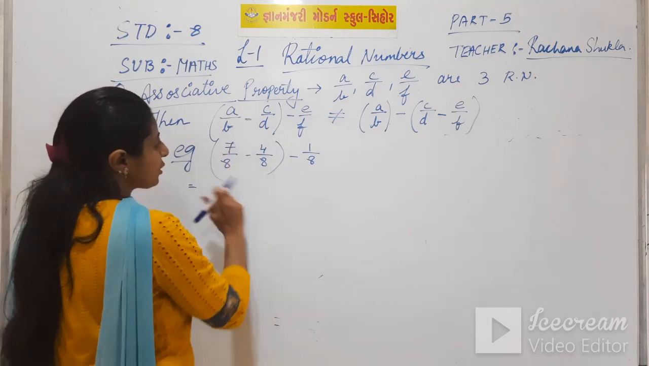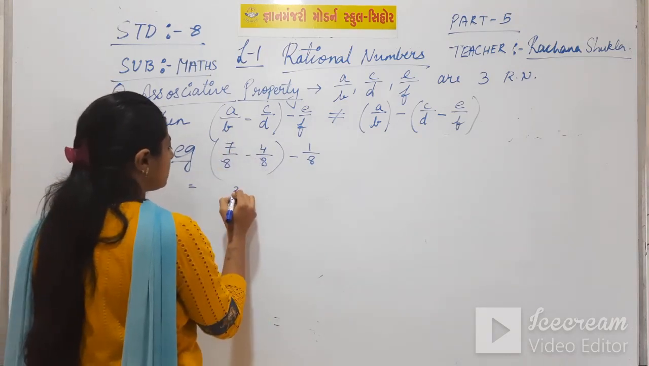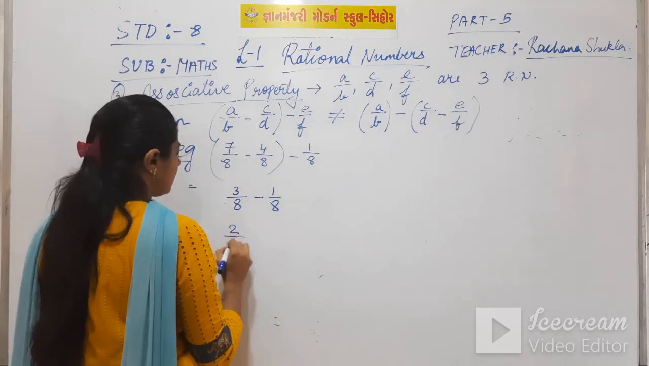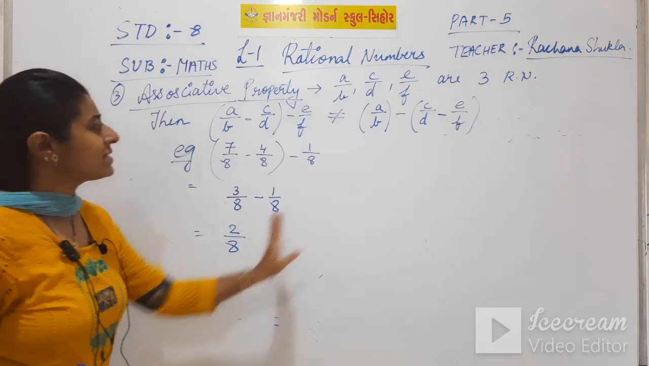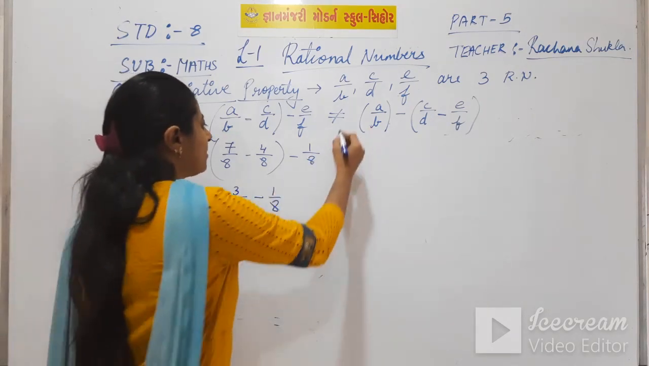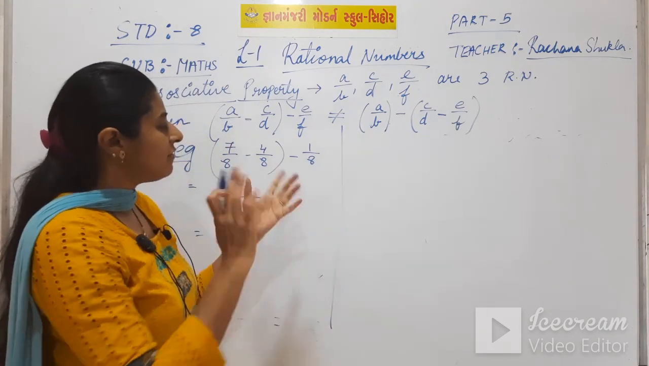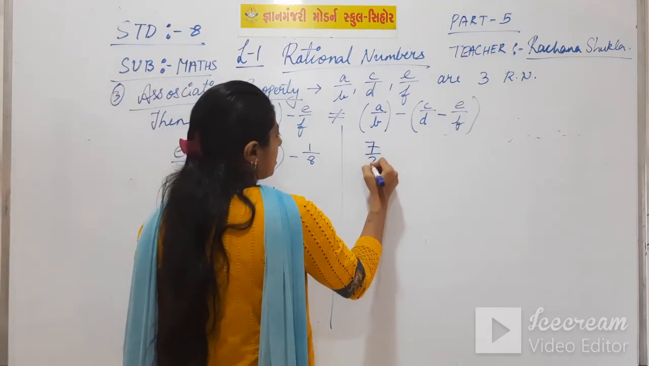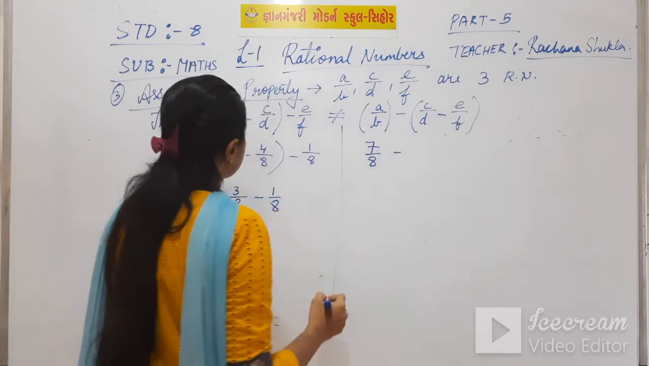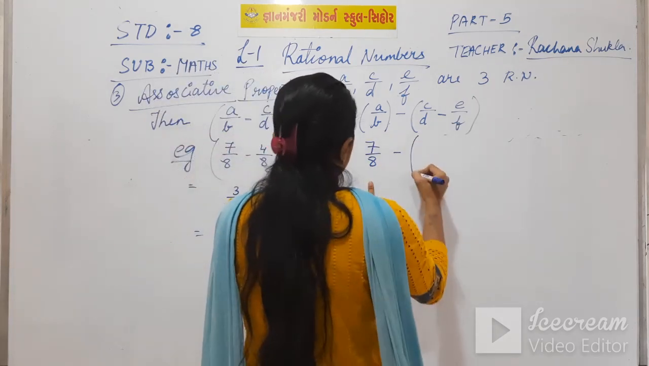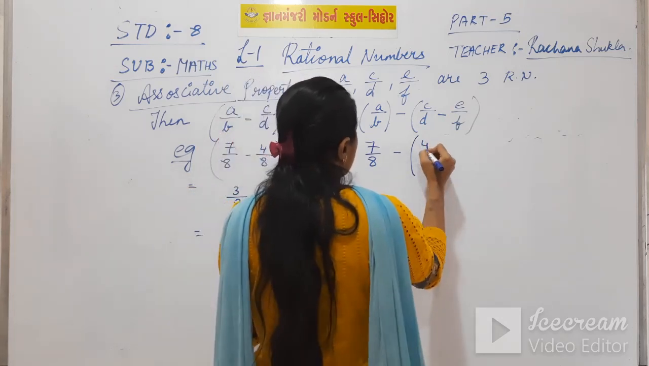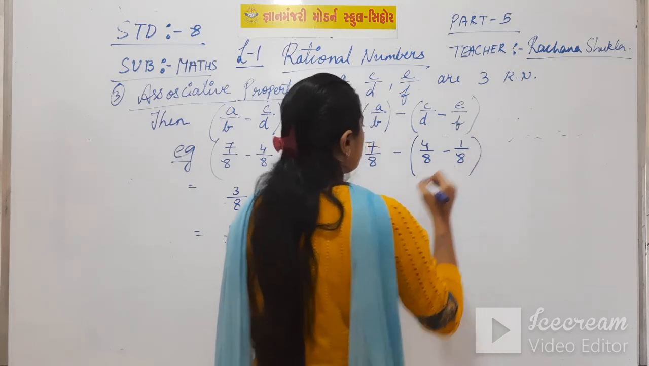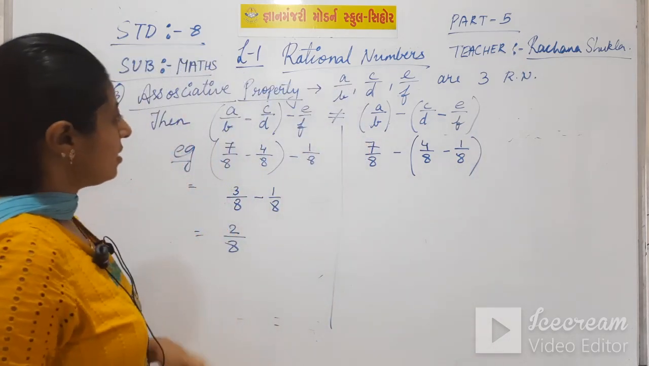So, first we will solve the bracket. 7 minus 4 is 3 upon 8, minus 1 upon 8. Your answer is 2 upon 8. Let's see on this side if we get the same answer or not. We have changed the order of the brackets: 7 upon 8, minus 4 upon 8 and here 1 upon 8, like this way.